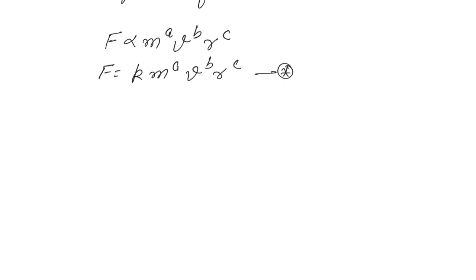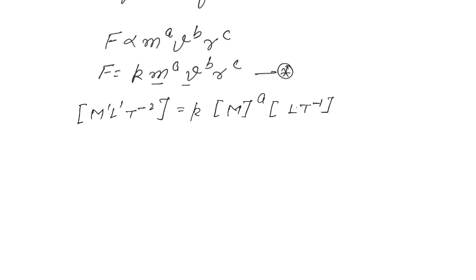Whoever finds A, B, C will get their answer. For that what we will do? Force is M L T minus 2. Correct class? Class, what is mass? Mass is M. What is class? Speed. Speed is LT minus 1. What is R class? Length, radius, that is L raised to power C. So M1 L1 T minus 2.